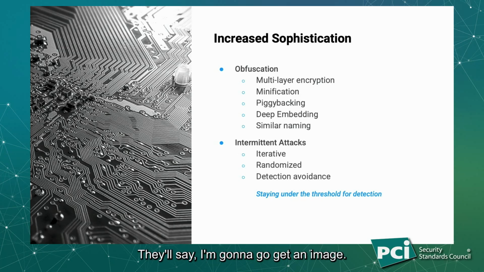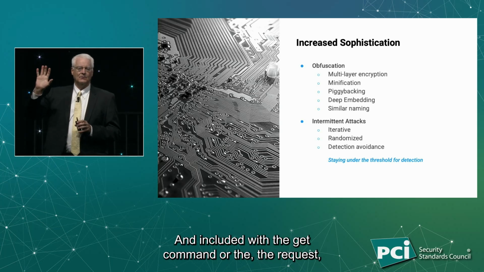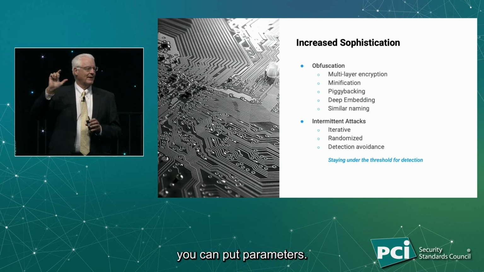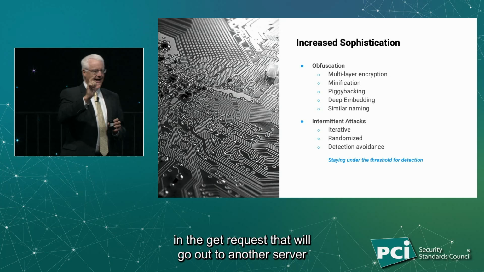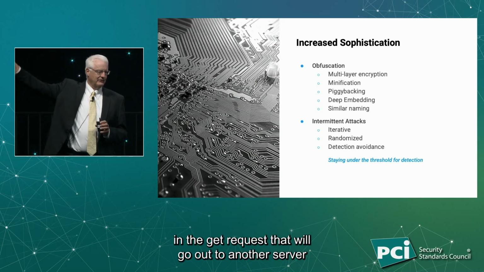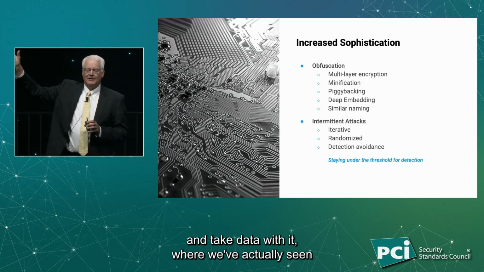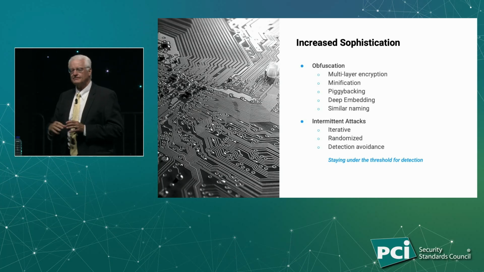A small example is the GET request that many websites will run. They'll say, I'm going to go get an image. And included with the GET command, or the request, you can put parameters. In other words, you can actually put a payload in the GET request that will go out to another server and take data with it, where we've actually seen encrypted credit card data get exfiltrated from a browser.